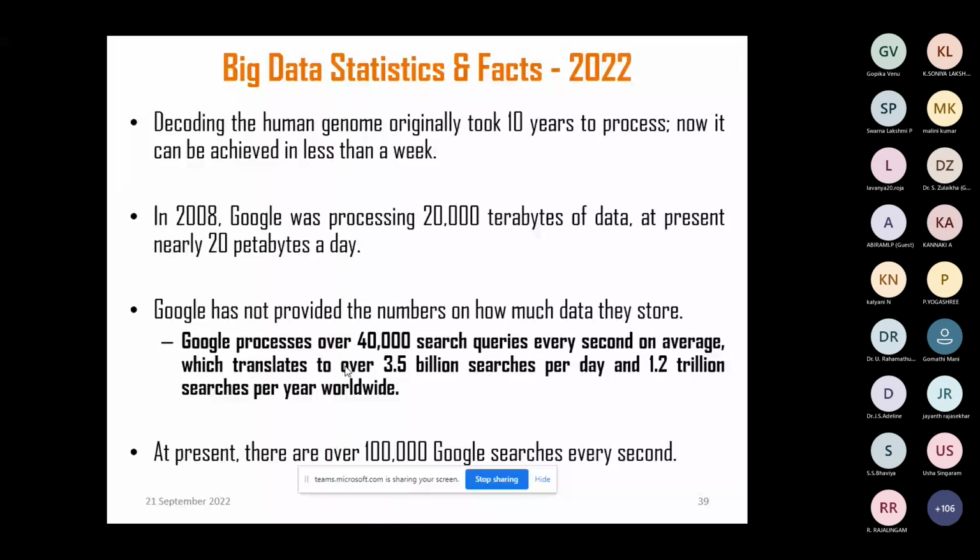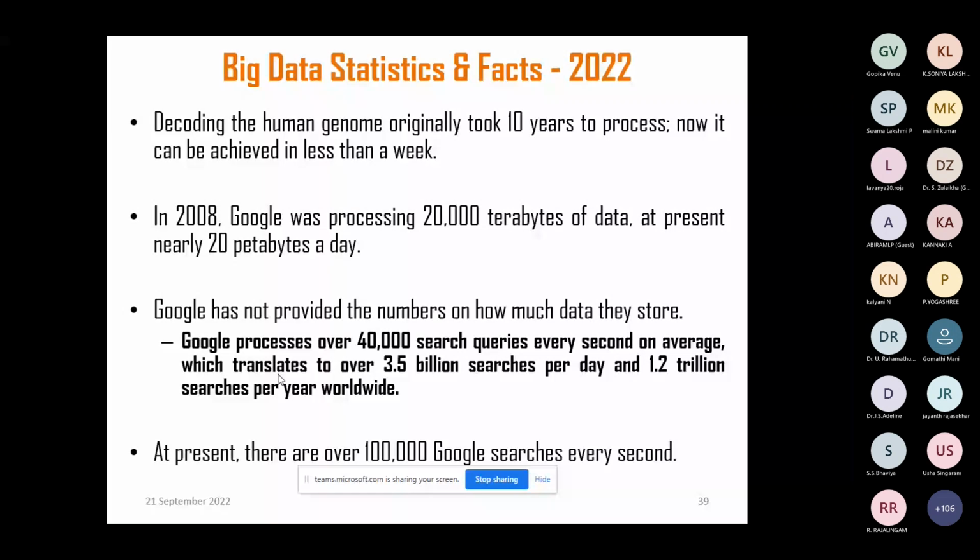And of course, they offer services like Google Trends, and all these things take place after analyzing this data. Interestingly, in a year, 1.2 trillion searches are done through Google. This is one interesting fact. And at present, there are 100,000 Google searches every second. So this is another thing taking place.